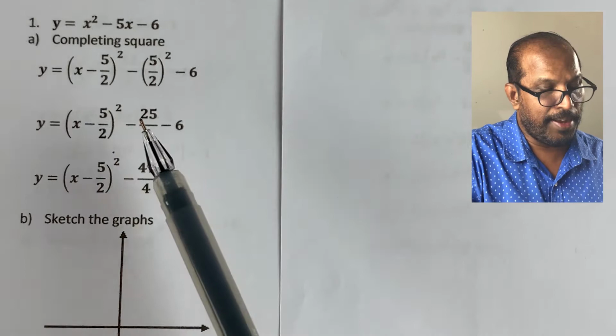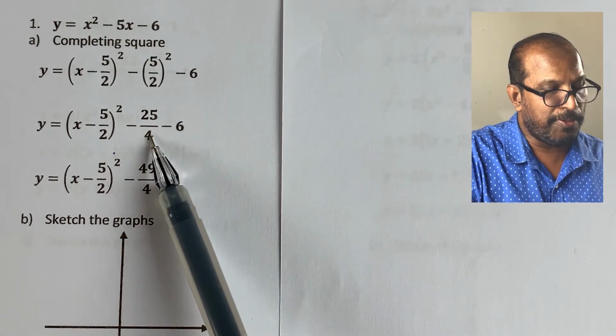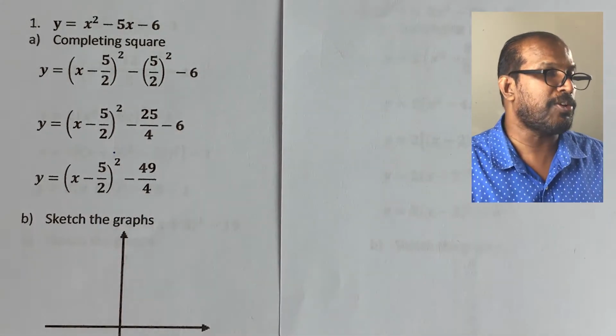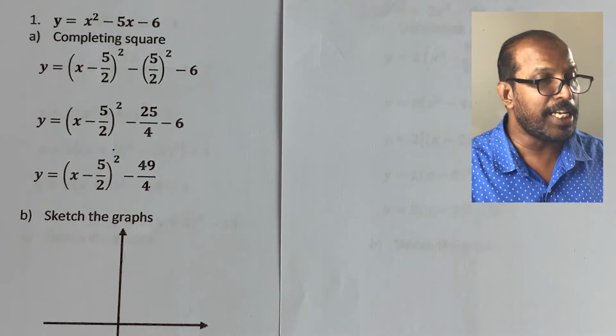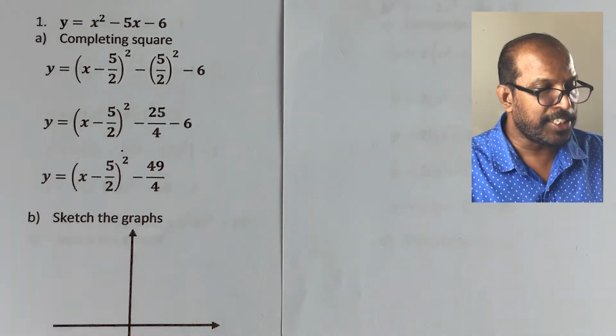Then after that, simplify. The square gives you 25 over 4. So negative 25 over 4 minus 6 is actually negative 49 over 4, and this is the completed square. We did this in the earlier lessons. Same example, now we are going to sketch the graph.